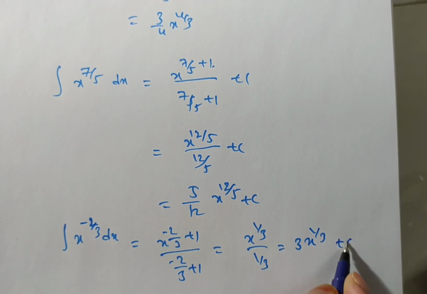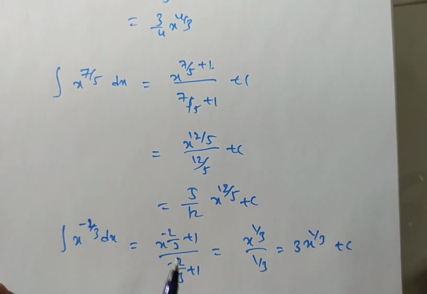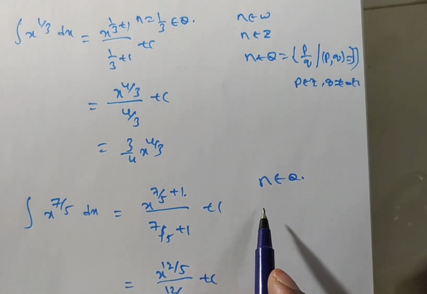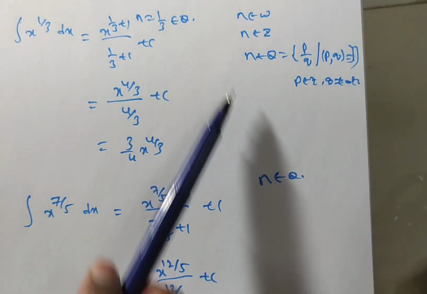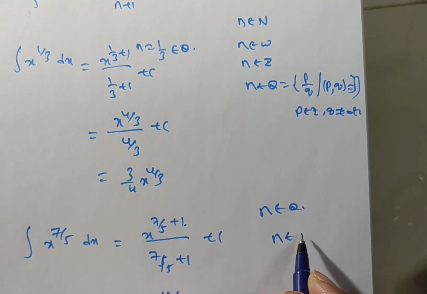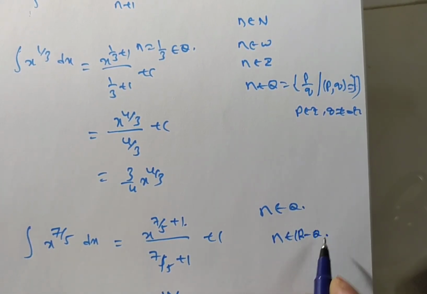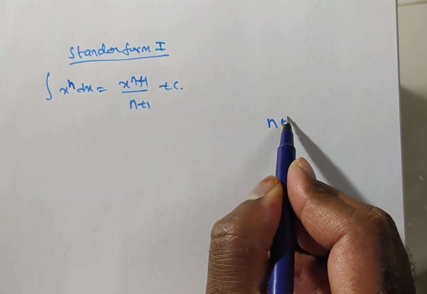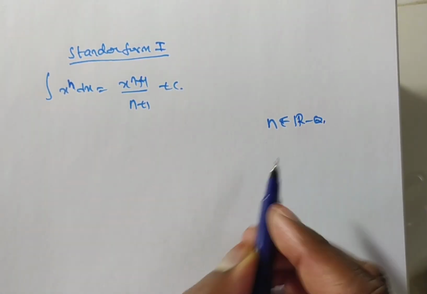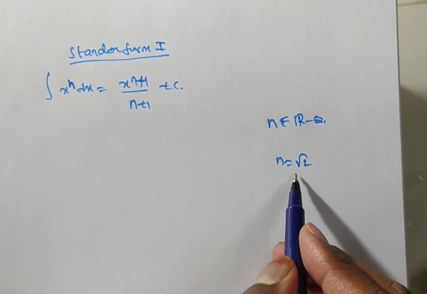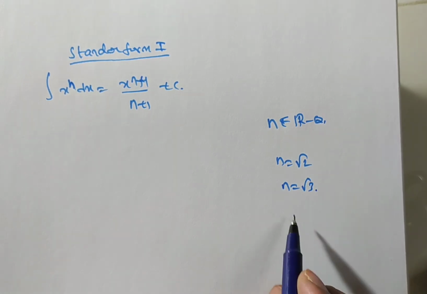So now what we discussed in this case is when n is a rational number. Later you have real numbers. Real numbers are nothing but all of these combined. Right. Next we will discuss n belongs to R minus Q, irrational numbers. R minus Q means irrational numbers. For example, n is equal to root 2, n is equal to root 3, like that.